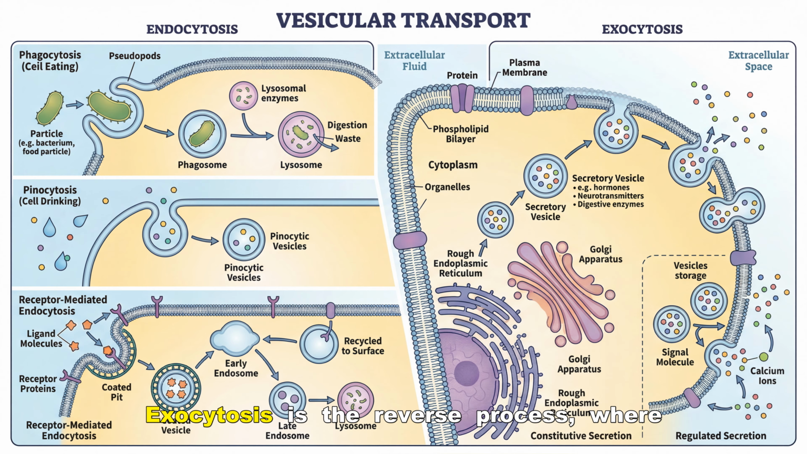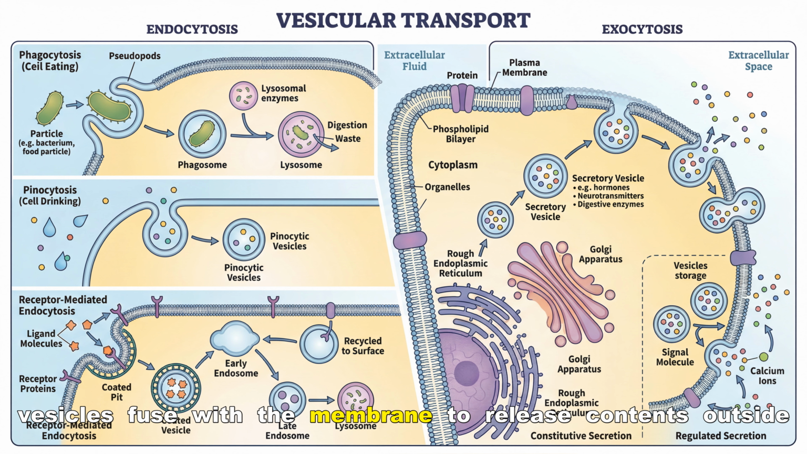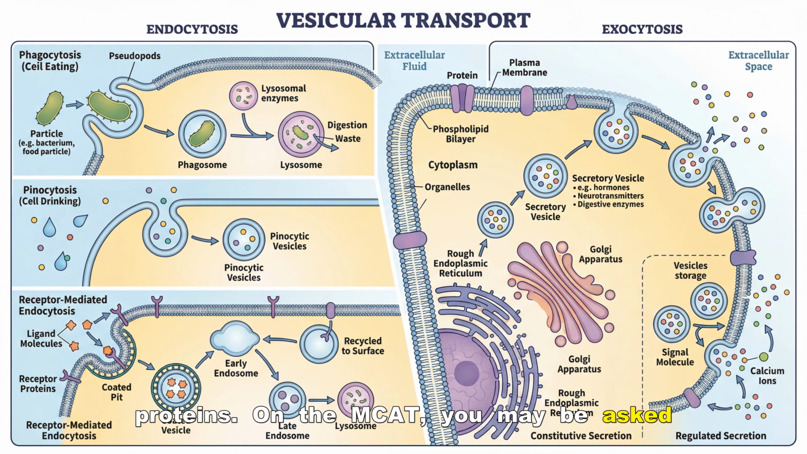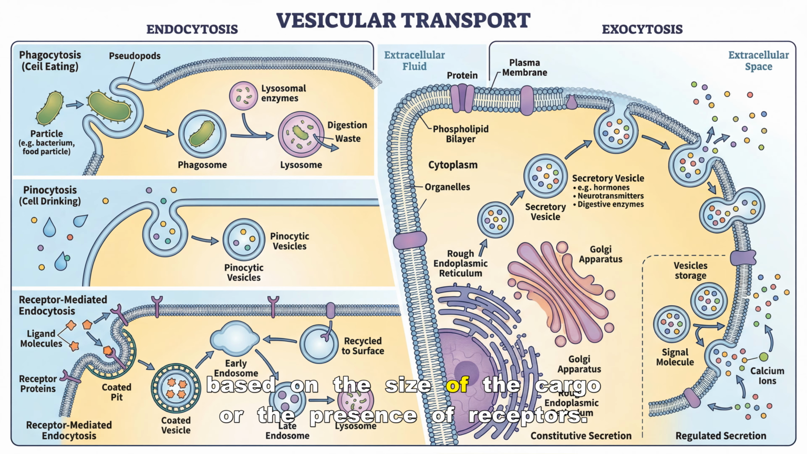Exocytosis is the reverse process, where vesicles fuse with the membrane to release contents outside the cell, such as neurotransmitters or hormones. A useful way to remember this is endo enters, exo exits. These processes require energy and involve the cytoskeleton and membrane curvature proteins. On the MCAT, you may be asked to identify which transport mechanism is being used based on the size of the cargo or the presence of receptors.